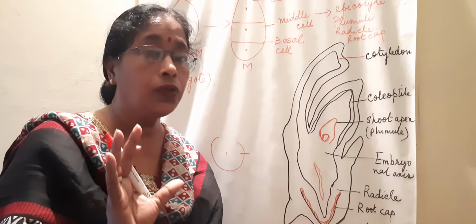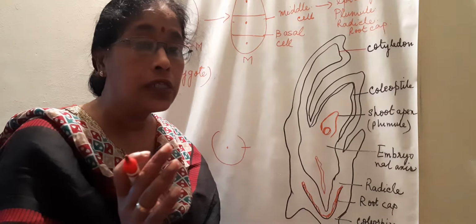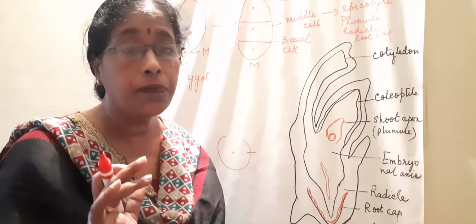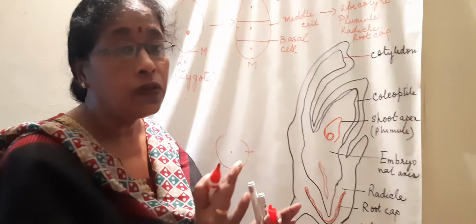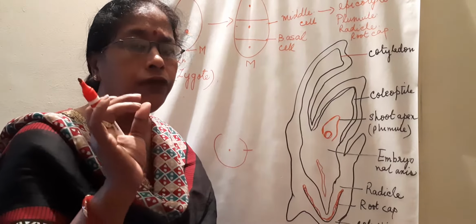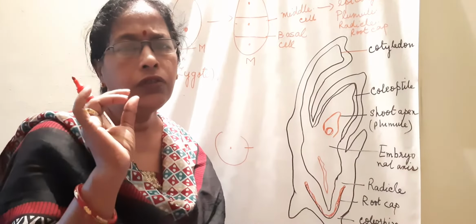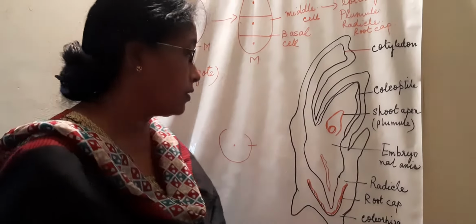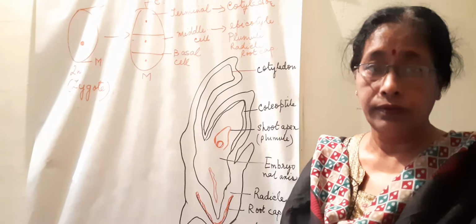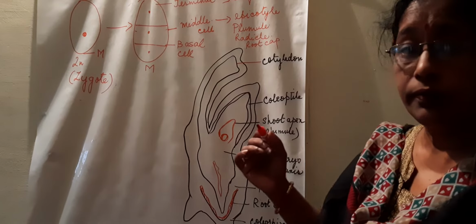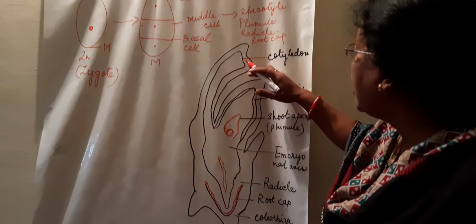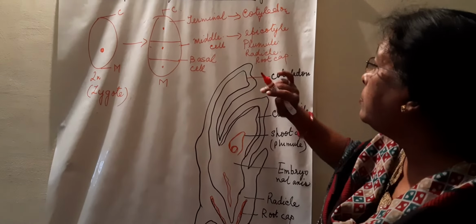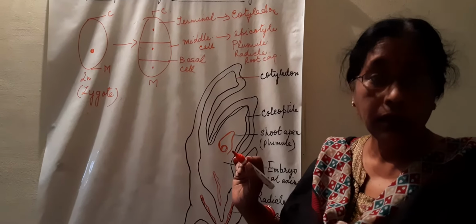In a dicot embryo, you saw the basal cell dividing many times transversely to form the suspensor. Here the suspensor is not formed, and if at all it is formed, then it is in very small proportion, which gradually disintegrates. The cotyledon, which is formed by the terminal cell, is single.